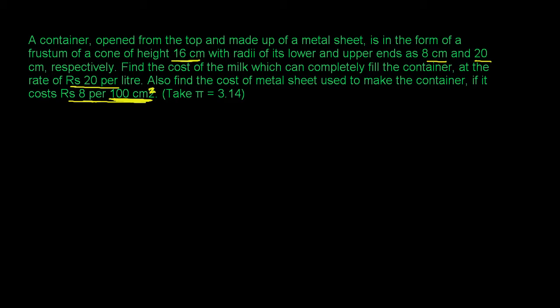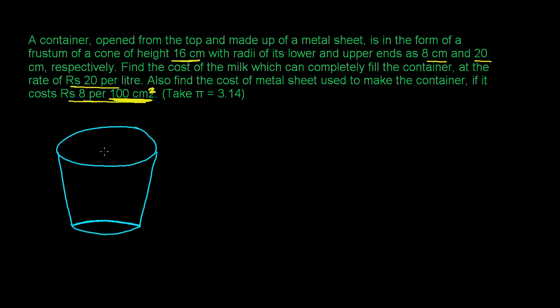So first let me tell you what it is. Let's say this is the upper circle of the container. The container is in the shape of a frustum, so I'm trying to make it like that. So here is my container in the shape of the frustum, and the information I have got is the height of the container is 16 centimeter, right? So the height here is 16. Similarly, the lower radius, let's say R1, is 8 centimeter, and the upper one, let's say R2, is given by the question as 20 centimeter.